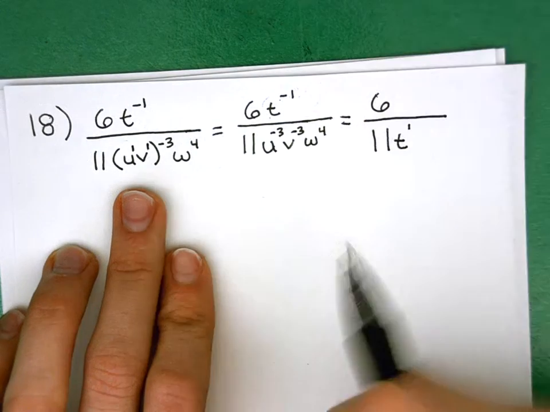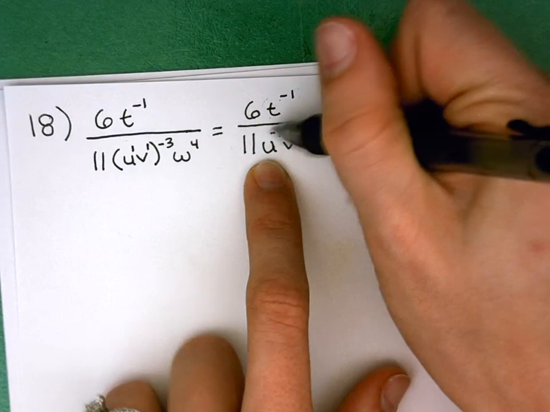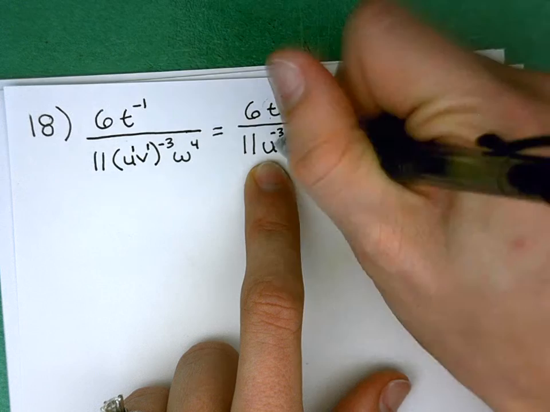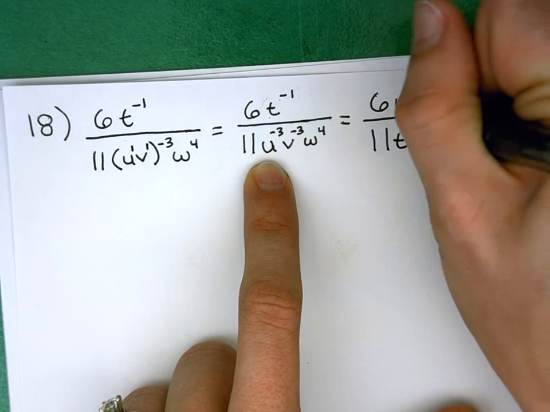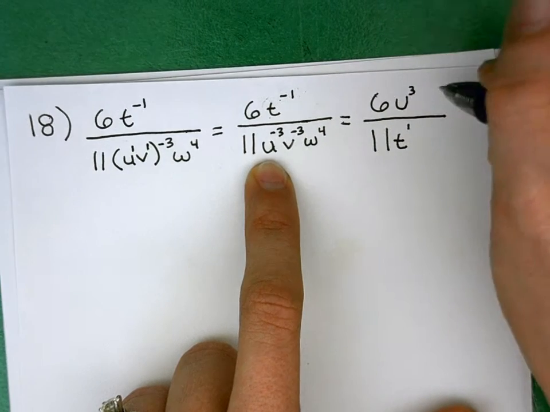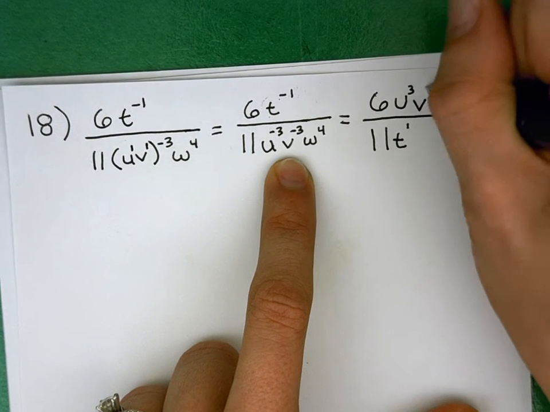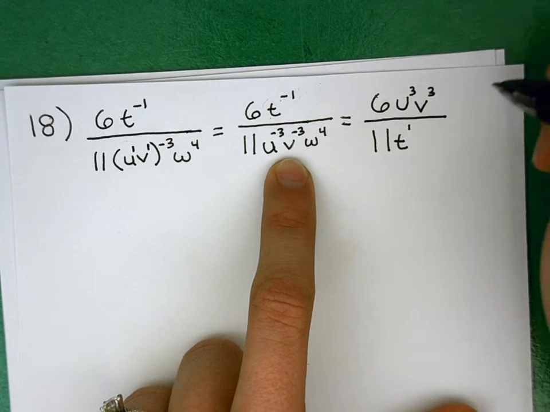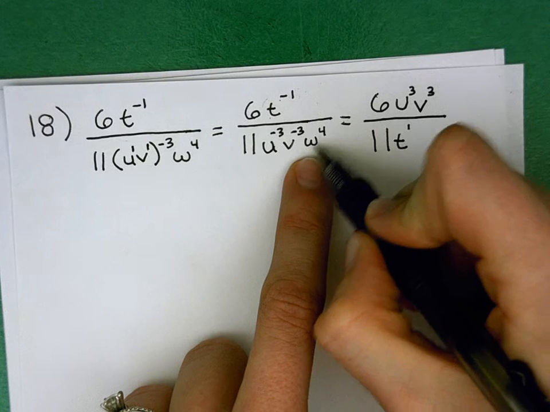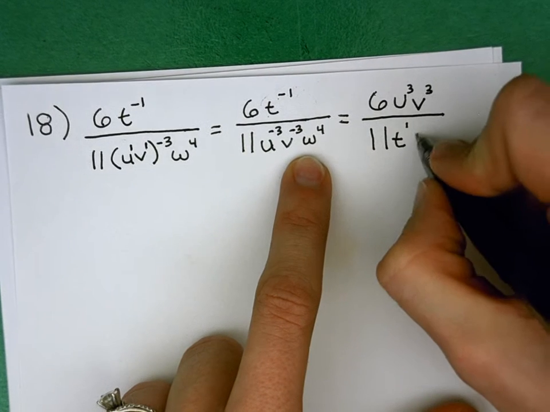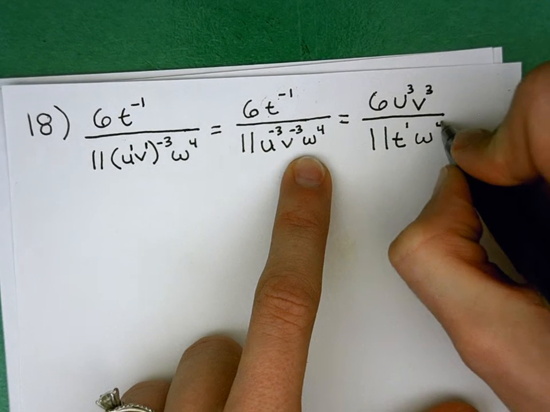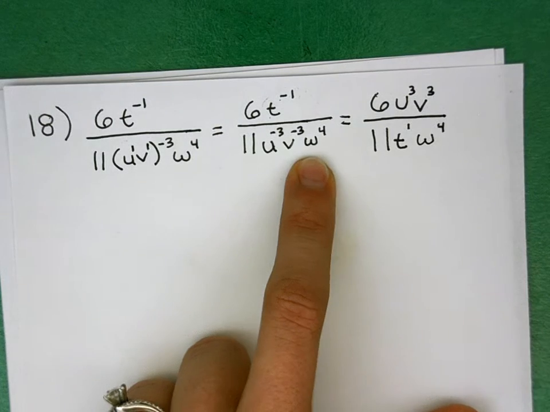Same with the u to the -3, it's currently in the denominator, so I'm going to switch it to the numerator, and the -3 is going to become a positive. Same with the v, it's in the denominator, so I'm going to switch it to the numerator, and the 3 becomes a positive. And then the w to the 4th, that's already a positive exponent, so I'm going to leave it where it is in the denominator.